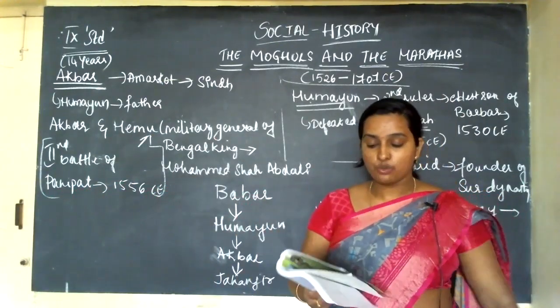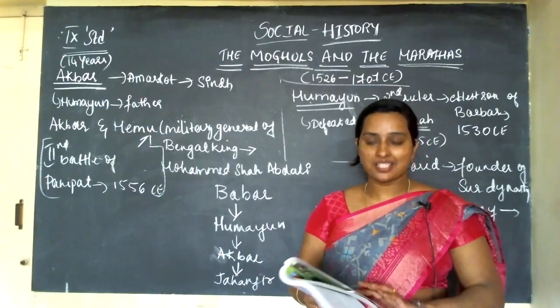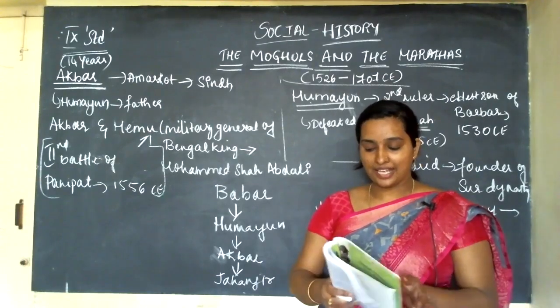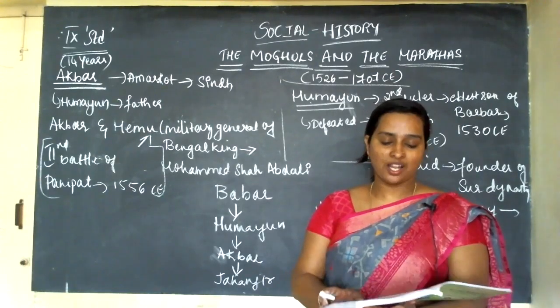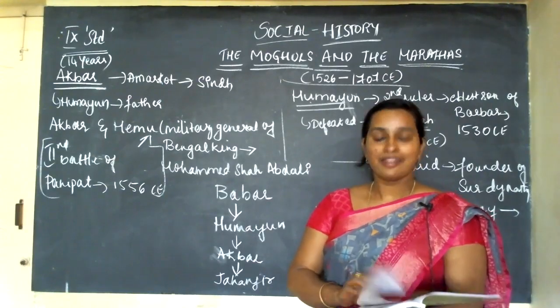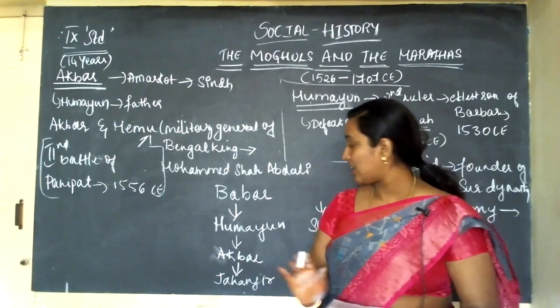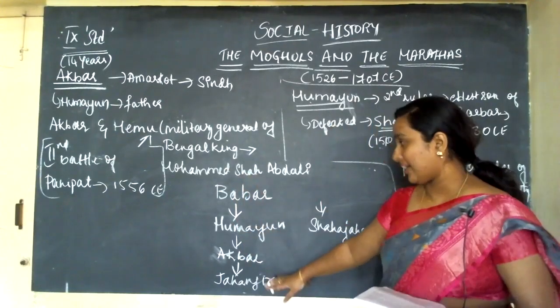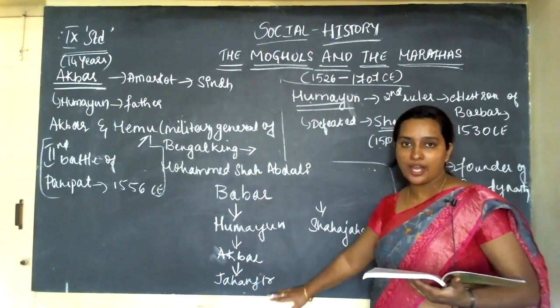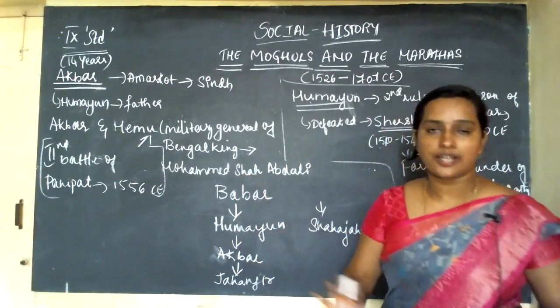Let us continue about Shah Jahan in our next class, students. I'll tell you the interesting concepts about Shah Jahan and his administration, and let us see all those things in our next class. Hope you have understood so far. I've taught till Jahangir: Babur, Humayun, Akbar and Jahangir. Shah Jahan we will see in our next class.